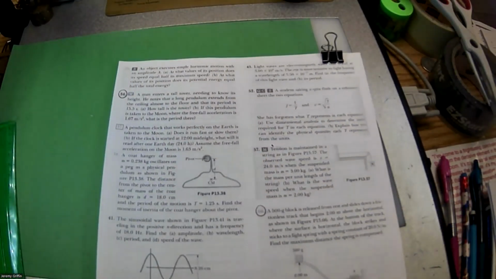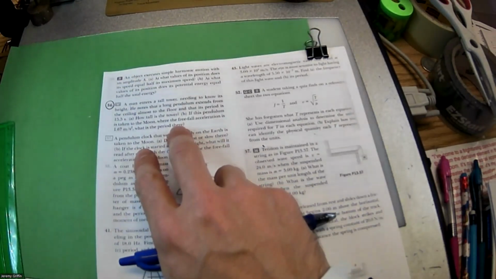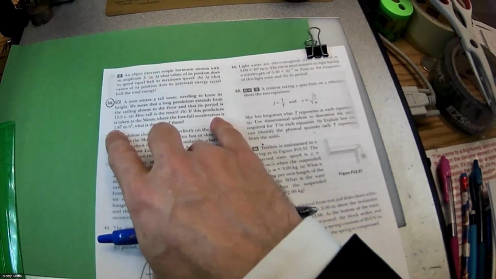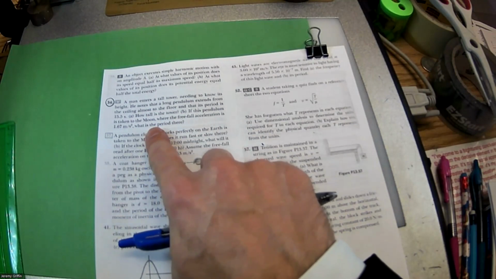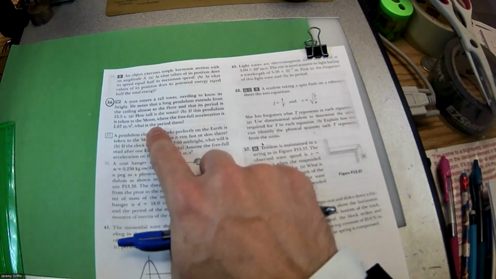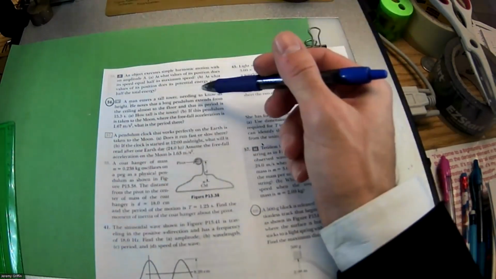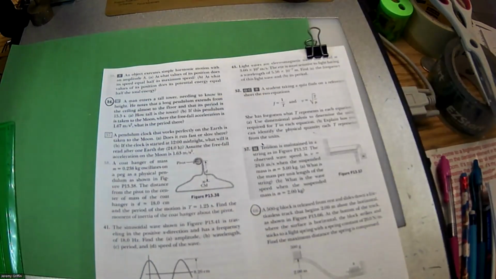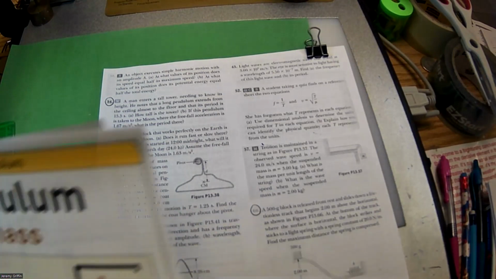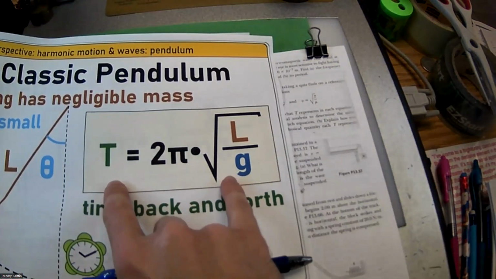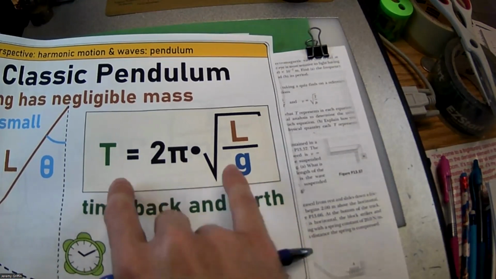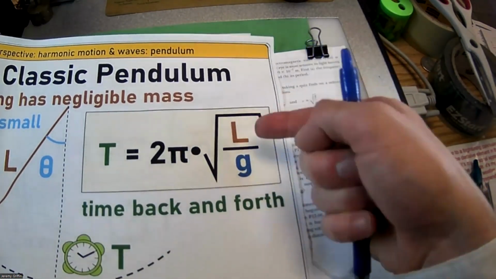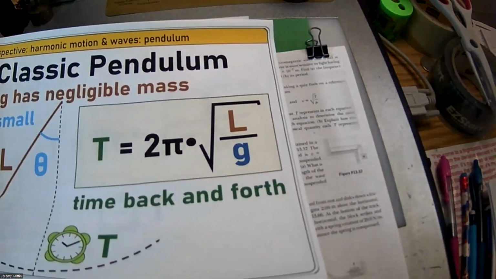Part B: if the pendulum is taken to the moon, where the free fall gravity is 1.67 meters per second squared, what is the time period there? Well, now that you know what the length is, which is the answer to part A, can you just go back to the original formula, straight out of the book? Because you would have solved for this. Now we've got moon gravity, solve that.